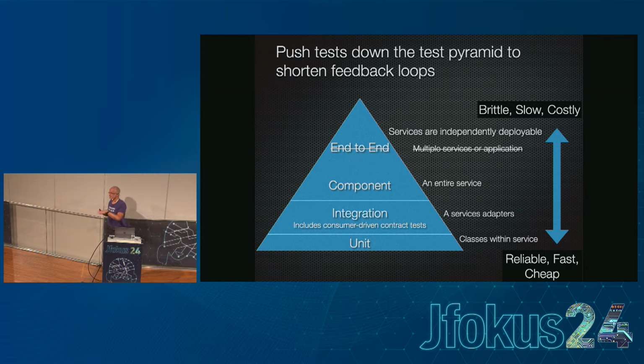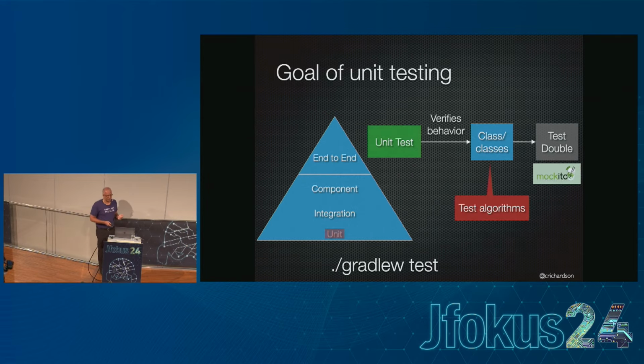I'm just going to quickly walk through the different levels of the test pyramid, starting at the bottom with unit testing. So this is where you're fundamentally just testing classes, testing their algorithms. You might be using test doubles in the form of Mockito mock objects in order to eliminate troublesome dependencies and test classes in isolation. And as I said, this is a good place to test algorithms.